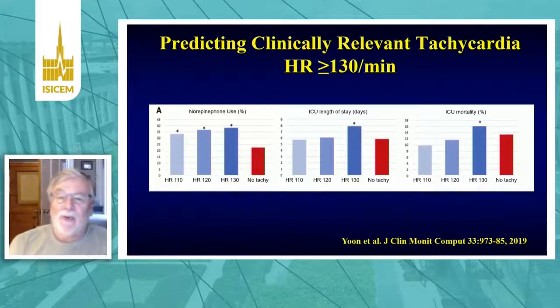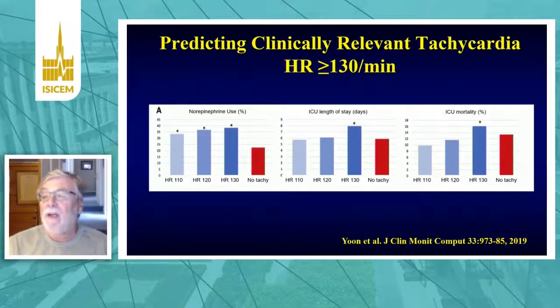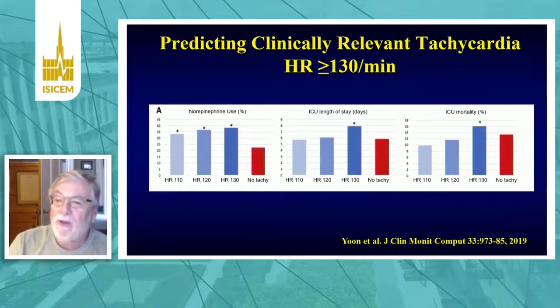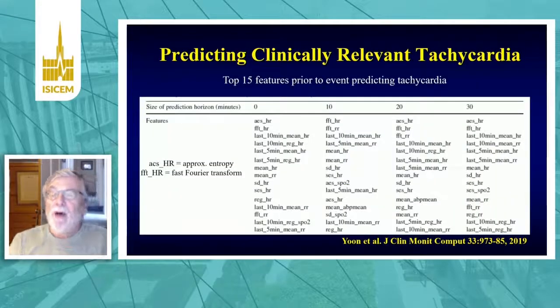Basically, these data show that if you look at heart rate, though a heart rate of 110 is tachycardia, a clear step up in the use of norepinephrine, ICU length of stay, and mortality occur with 130, and that's why we chose 130.